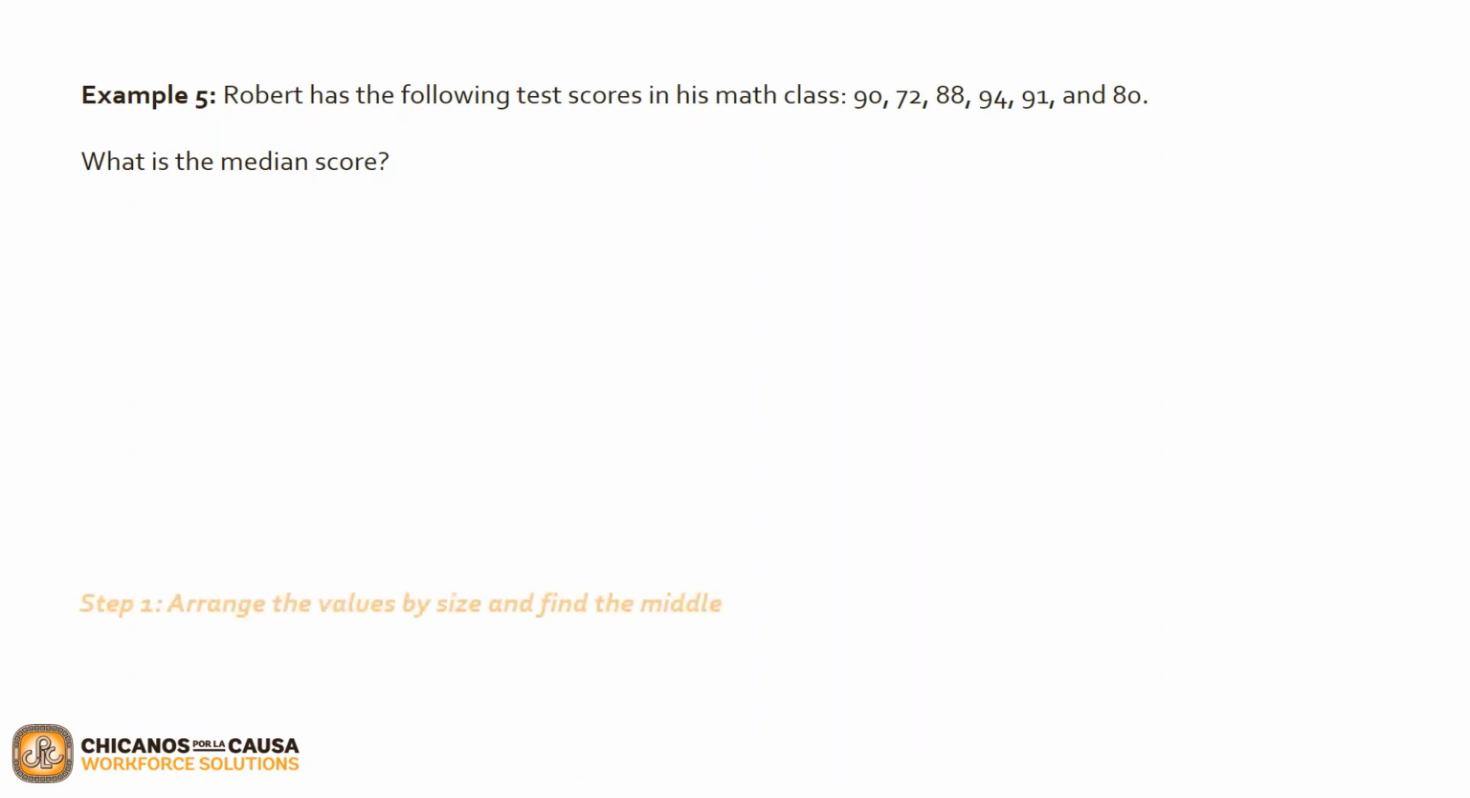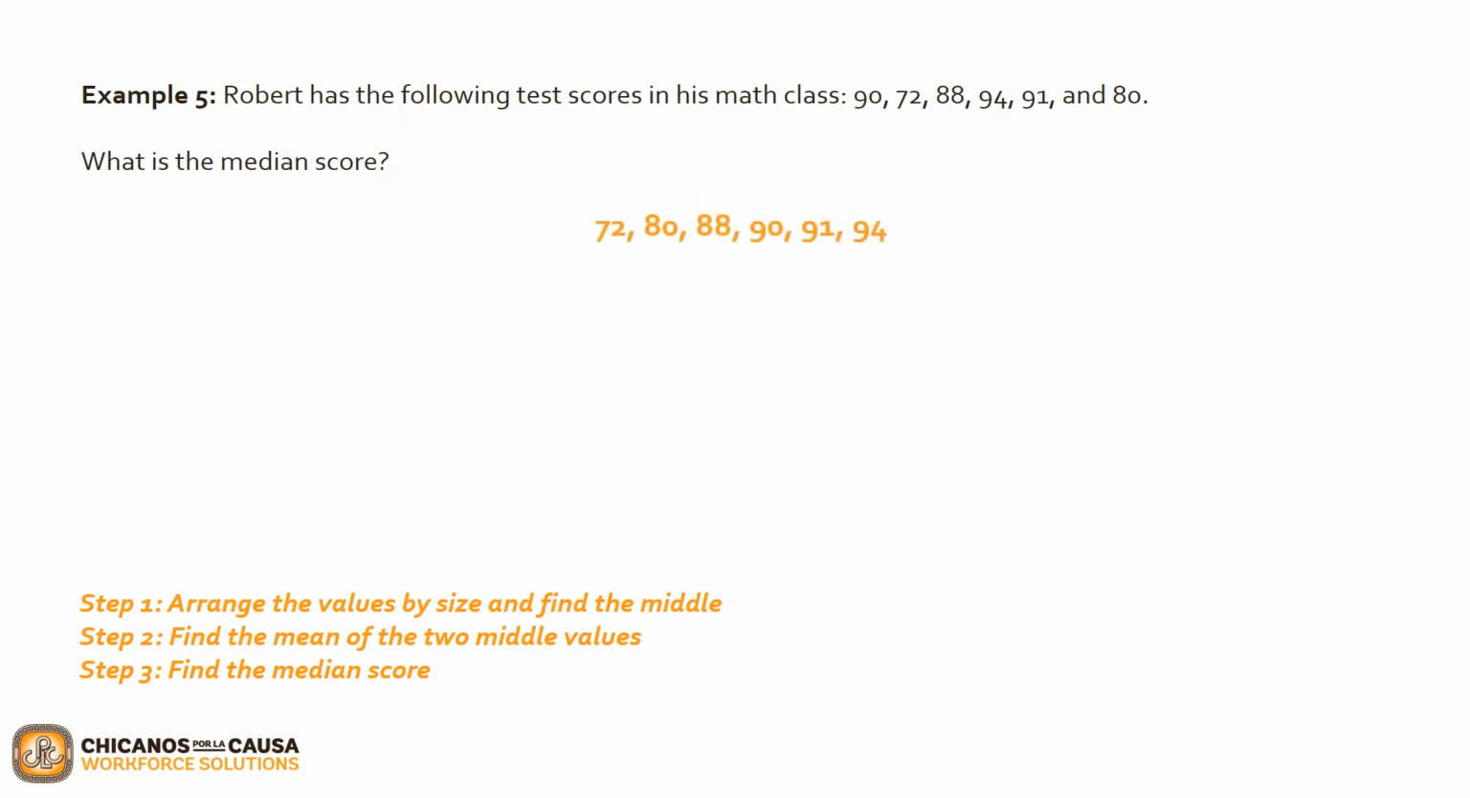Like before, we're going to arrange the values by size and find the middle. But because there is an even amount of numbers in this data set, we have an extra step, and that is to find the mean or average of the two middle values. Then, of course, step 3, we will have the median score. Here we have rearranged the numbers from smallest to largest. If you count them again, we have 1, 2, 3, 4, 5, and 6 different data points.